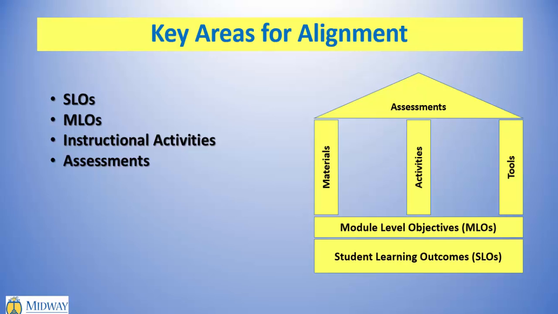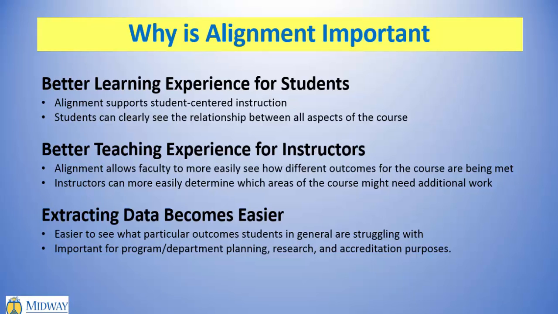The key areas for alignment include learning outcomes or objectives: what the student should know at the end of the course, your SLOs, and what the student should know at the end of the lesson, MLOs. Also included are your instructional activities. This includes the types of experiences the student will engage in order to prepare them to achieve the intended learning objectives. Finally, assessments: the tasks completed by the student that will reveal whether or not the student has learned the objective.